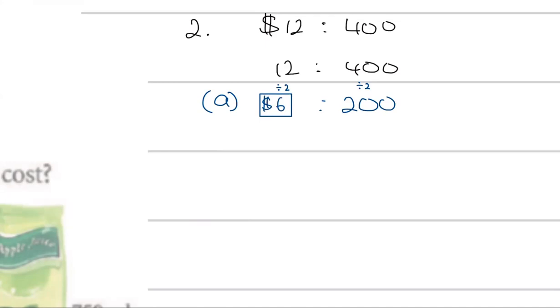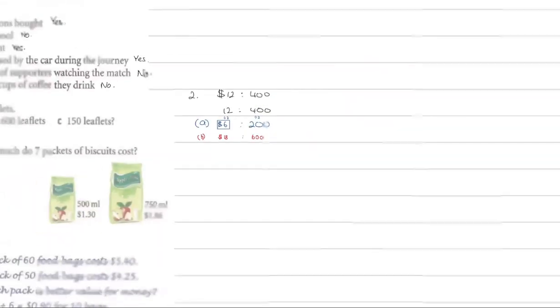For B, I'm delivering 600 leaflets. So what is the answer here? If you don't want to calculate it, you can actually just add, because you see, 400 leaflets, $12. 200 leaflets would be $6. So if I just add these two together, 400 plus 200 is 600, so $12 plus $6 would be $18. That is how it works.